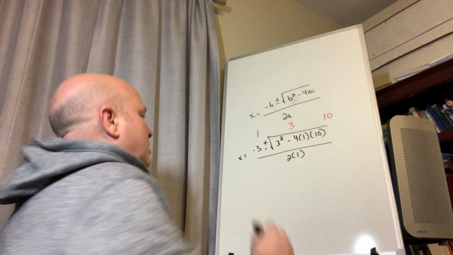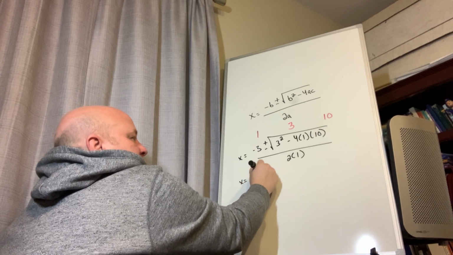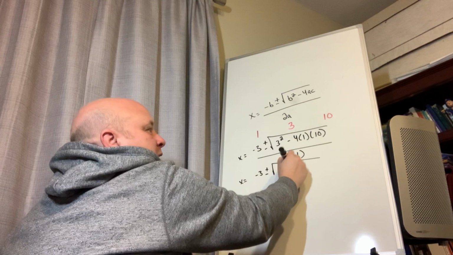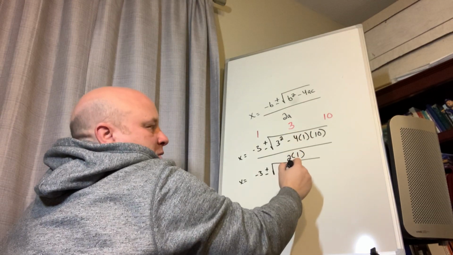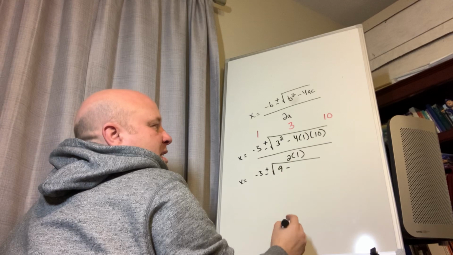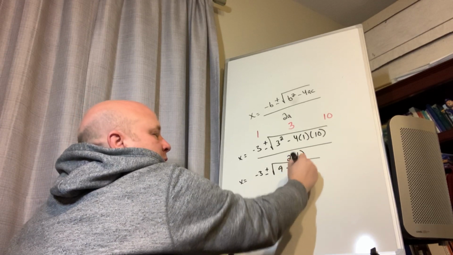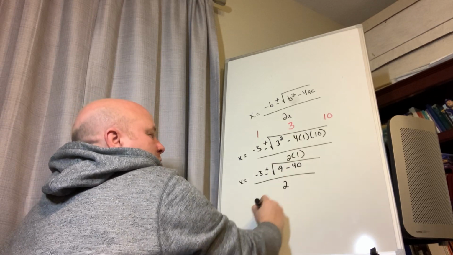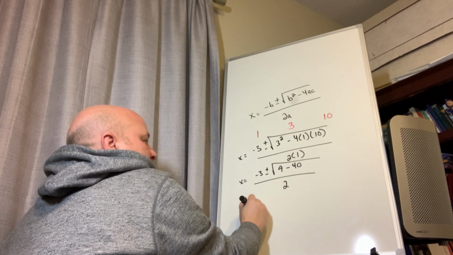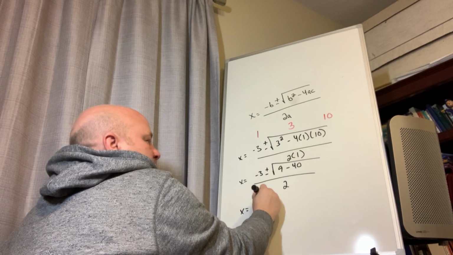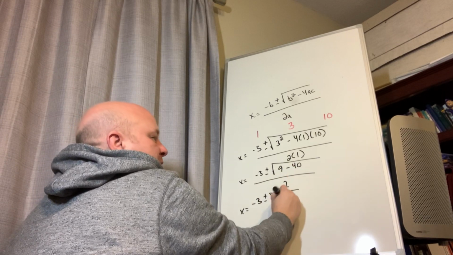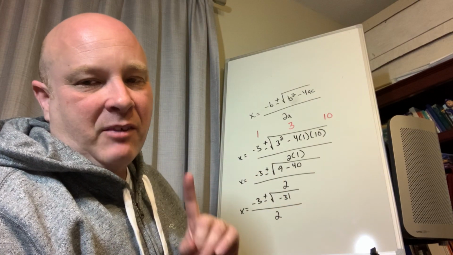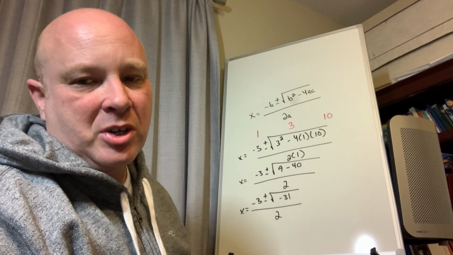All right. So x equals -3 plus or minus the square root of 3 squared, which is 9, minus 4 times 1 is -4, times 10 is -40. Okay. All of this over 2 times 1, which is 2. All right. So x equals -3 plus or minus the square root of -31. All of this is over 2. Here's where I've got a problem. If you run into this, I want you to write no solution. I'm going to tell you why.